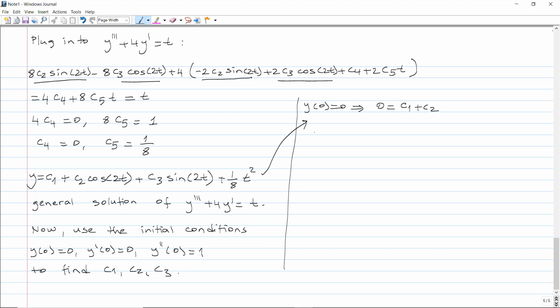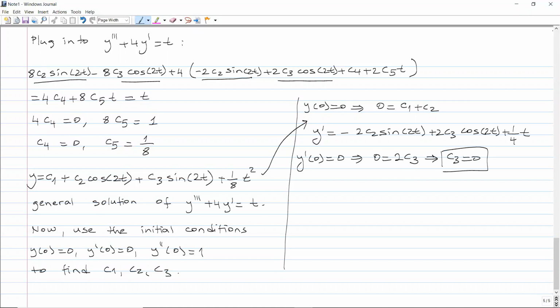To use the second condition, first we need the derivative of y. Derivative of y is minus 2c2 sine 2t plus 2c3 cosine 2t plus 1 over 4t, right? So the derivative of y at 0 equals 0. That means we put 0 for y prime and 0 for t. Sine 0 is 0. Cosine 0 is 1. So we have 2c3 plus t is 0. So we get 2c3 equals 0. So that gives us c3 to be 0.